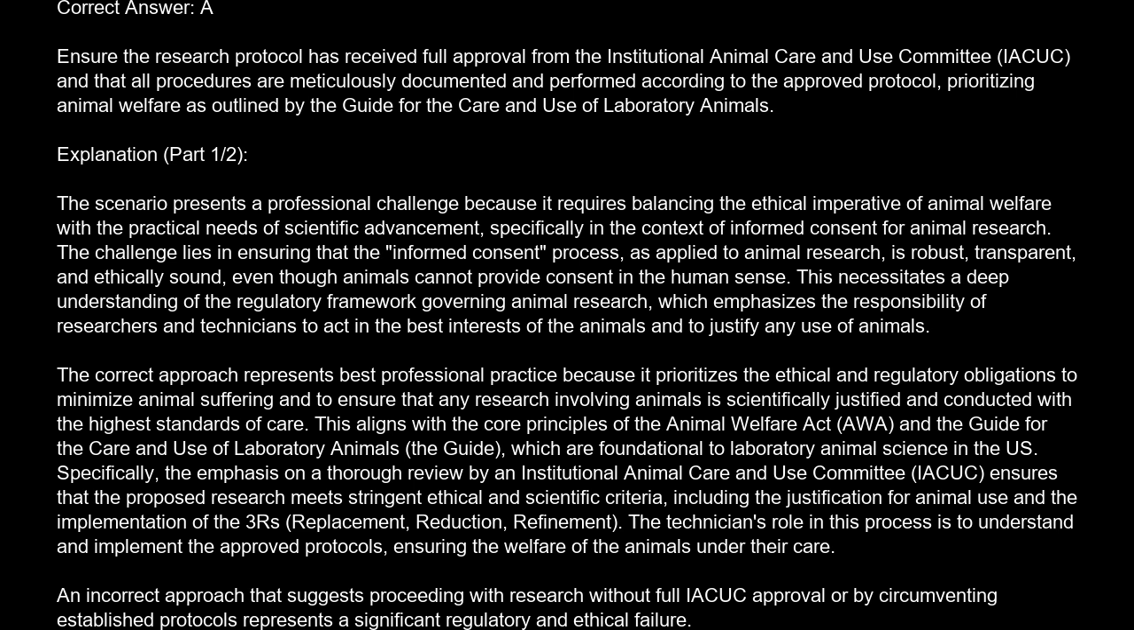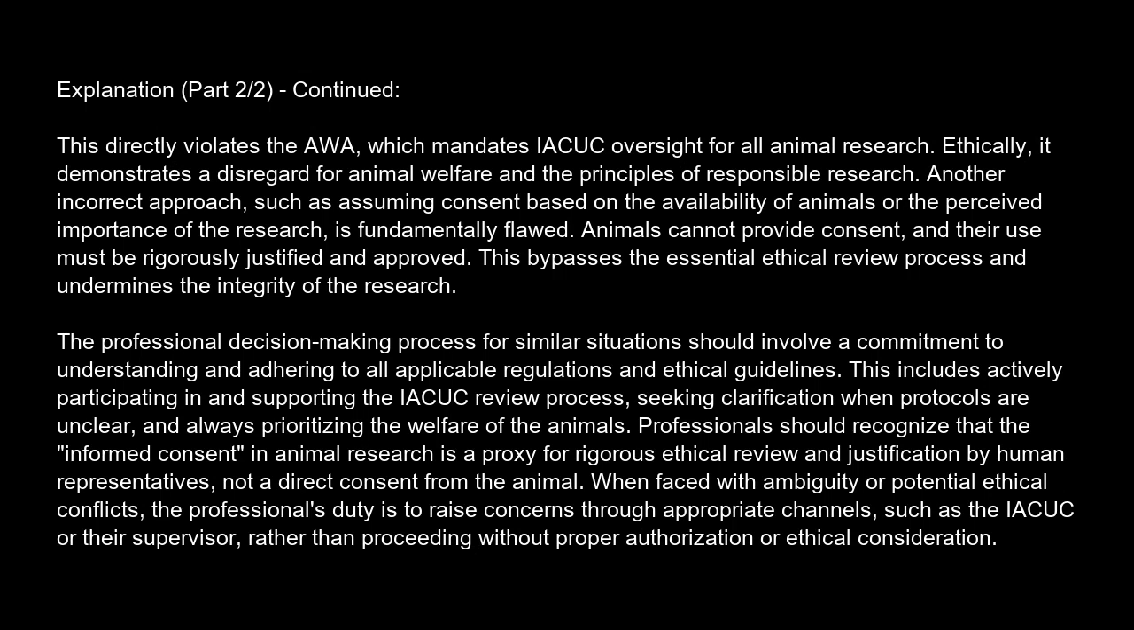An incorrect approach that suggests proceeding with research without full IACUC approval or by circumventing established protocols represents a significant regulatory and ethical failure. This directly violates the AWA, which mandates IACUC oversight for all animal research. Ethically, it demonstrates a disregard for animal welfare and the principles of responsible research. Another incorrect approach, such as assuming consent based on the availability of animals or the perceived importance of the research, is fundamentally flawed. Animals cannot provide consent, and their use must be rigorously justified and approved. This bypasses the essential ethical review process and undermines the integrity of the research.